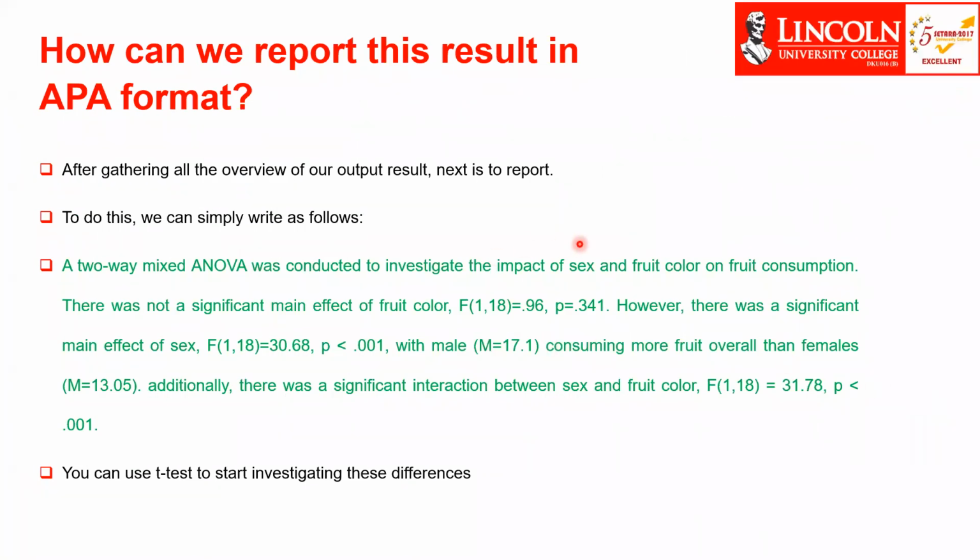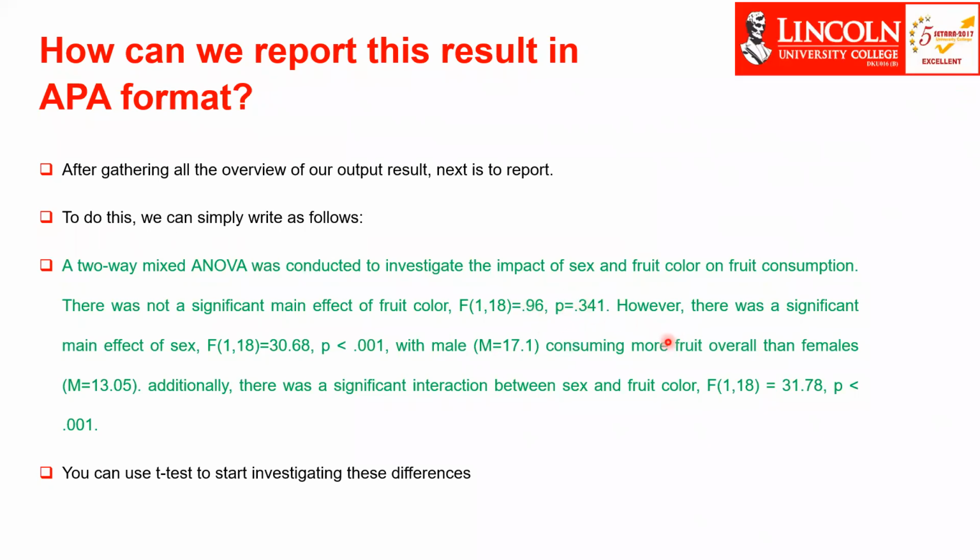After gathering the overview of our output, the next step is to report. To do this, you can simply write as follows. A two-way mixed ANOVA was conducted to investigate the impact of sex and food color on food consumption. There was not a significant main effect of food color. You report your F(1,18), these are your degrees of freedom, and the value of your F, which is 0.96, and the value of your P.